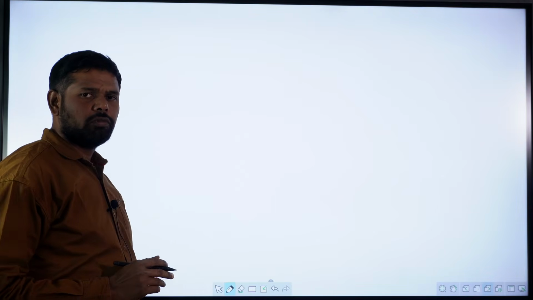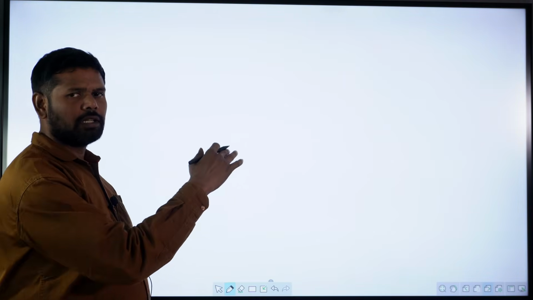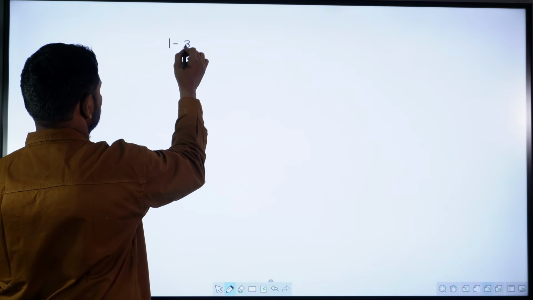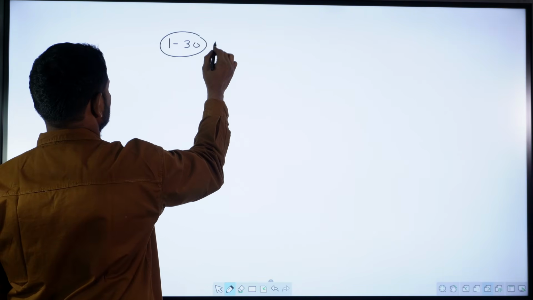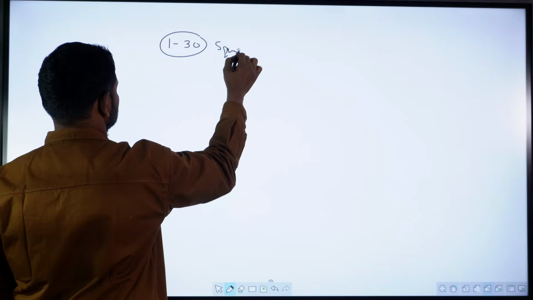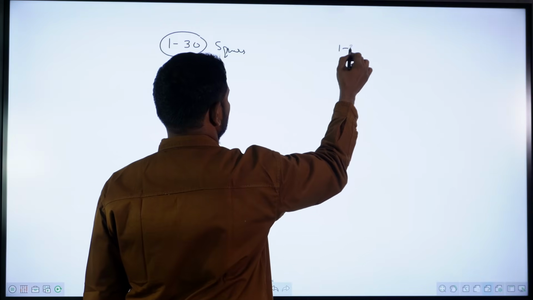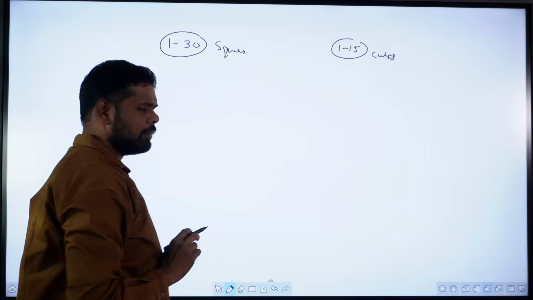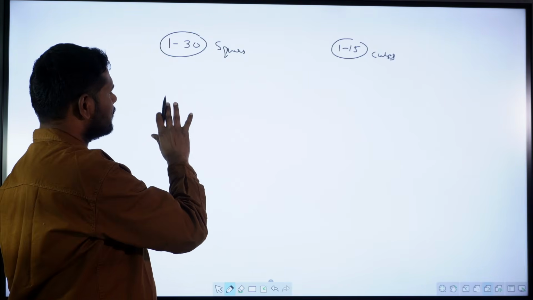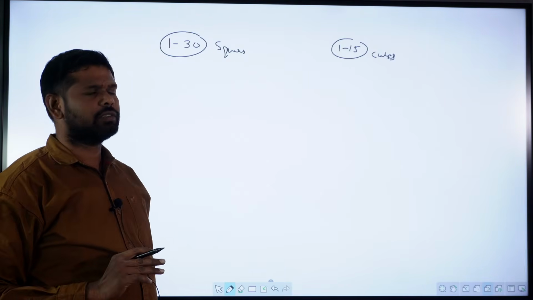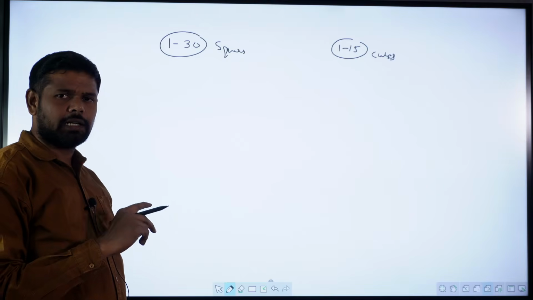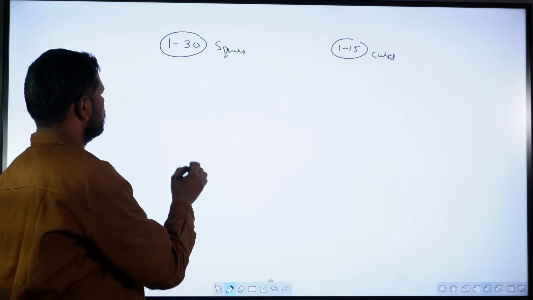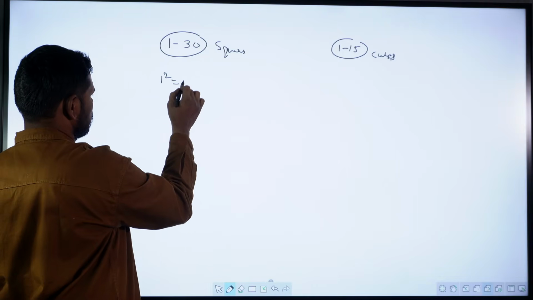Before that, let me write squares and cubes. At least we need to remember 1 to 30 squares and 1 to 15 cubes. Not necessary, but if you learn these squares and cubes, they will definitely be helpful in calculations and in number series type questions also. Almost everyone knows these.